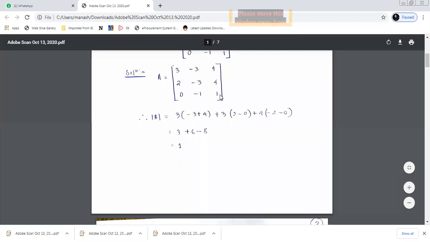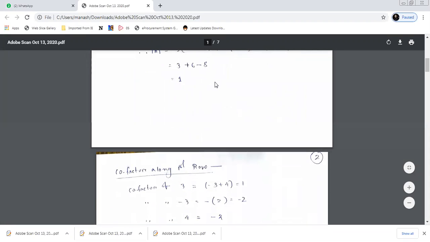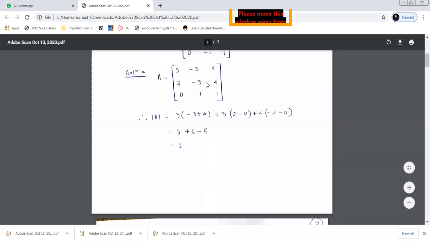Minus 3 into 1, minus 3, minus 1 into 4, so it will be plus 4. So minus 3 plus 4, it will be what? Equal to 1. Okay, so in a similar way, what is the cofactor of minus 3?